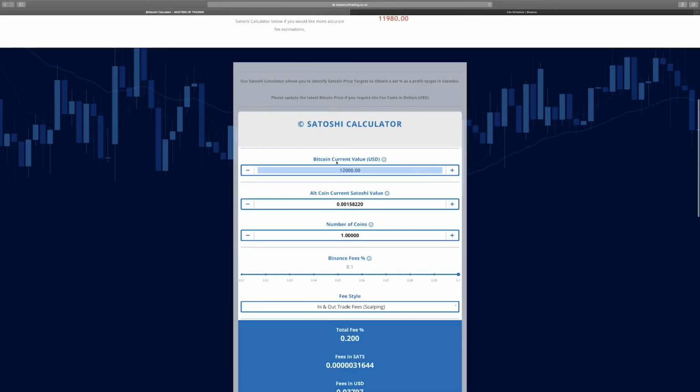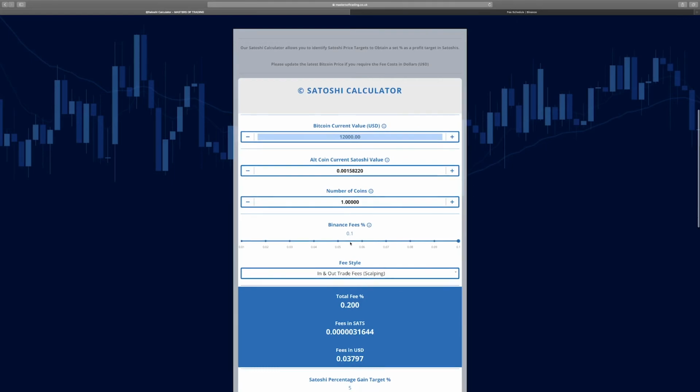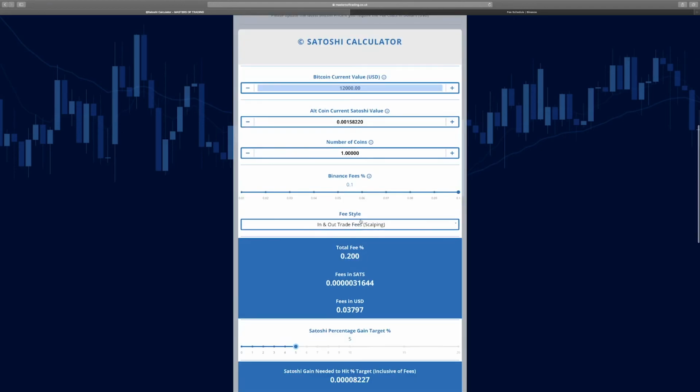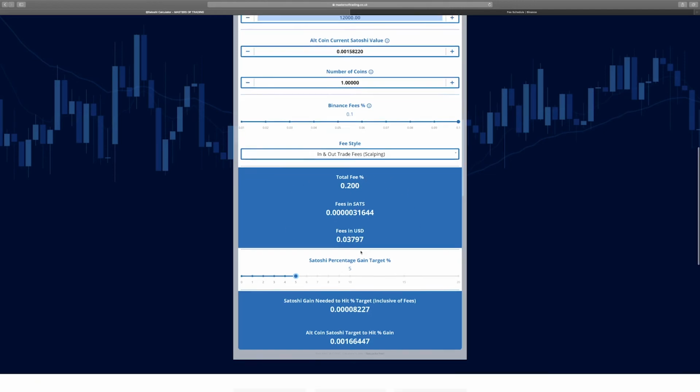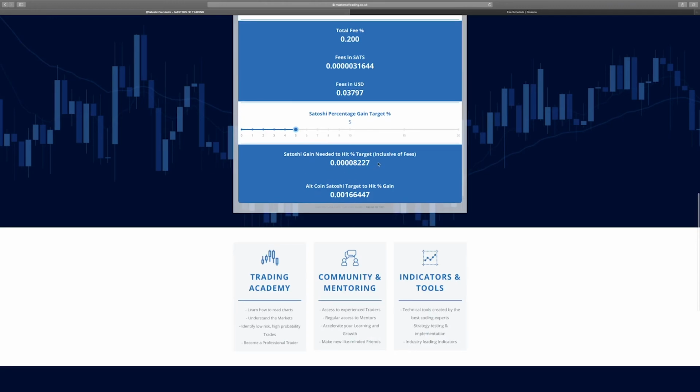So in a nutshell, we put in our Bitcoin value, we put in our Satoshi value of our altcoin, we insert our Binance fees because of our current tier, we choose in and out trade fees, and then this gives us our results here. Total fee 0.2% because it's an in and out. That calculates to 31,644 sats per coin, which is 4 cents per coin of Link that you will pay in fees. And at the bottom we have our targets. We only need to make 8,227 sats to clear 5% on Link. The ultimate target is the current price of Link plus our target range, and we have the target limit to hit a 5% gain. And we can do 10%, and we can do 15%, and so on and so forth.